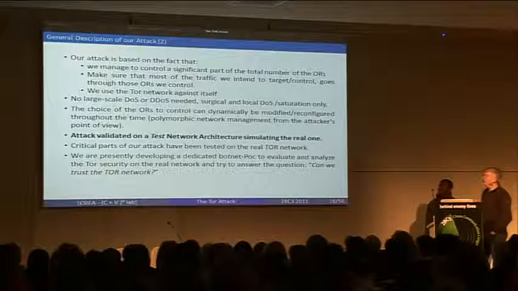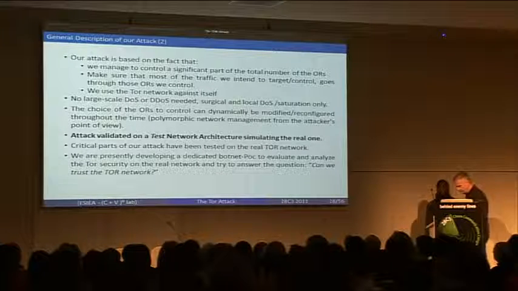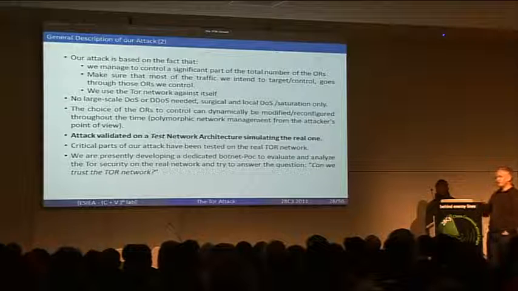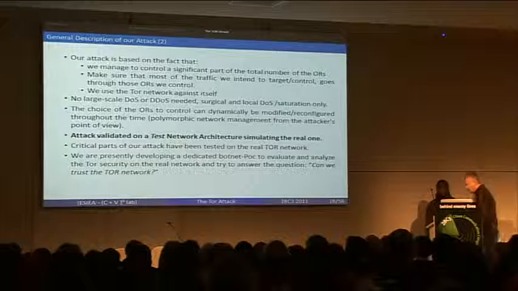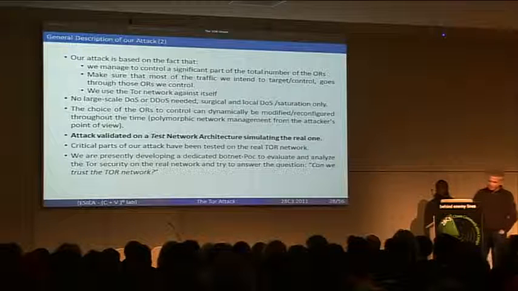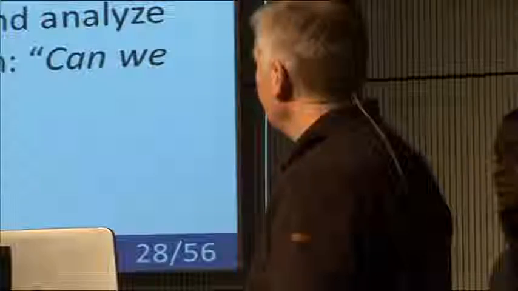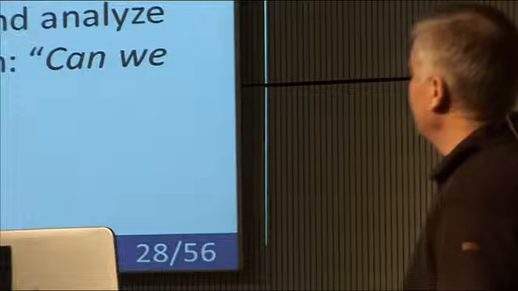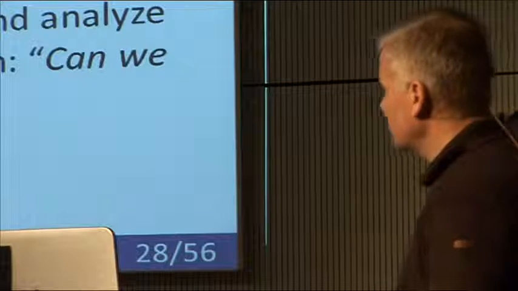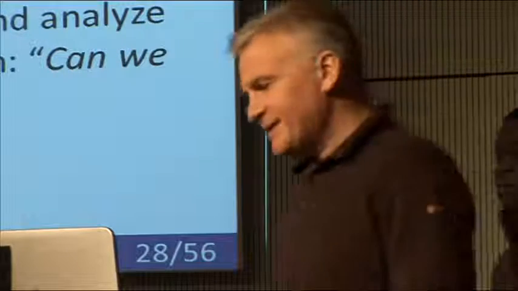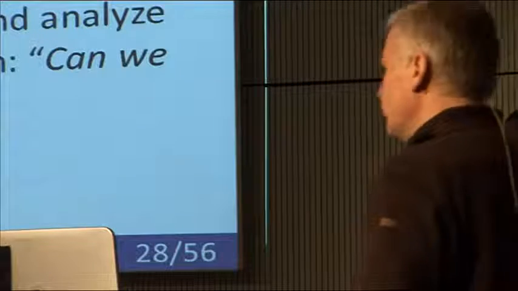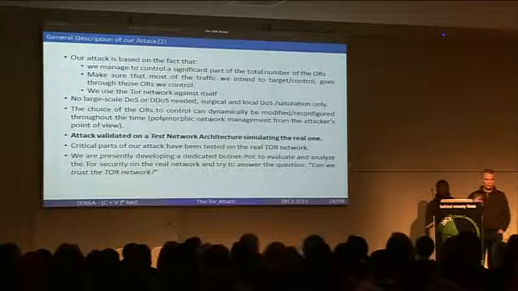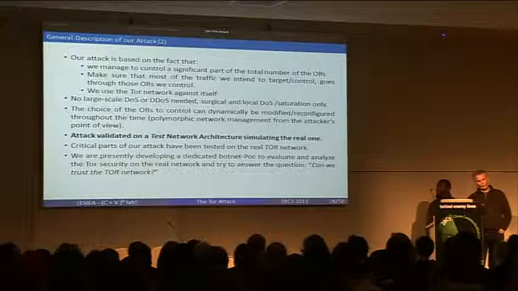So, among other things, we have developed in our school a test network, which is rather close to reality, at least statistically speaking. And we have validated everything on this architecture. Some parts have been validated on the real network, and Sean will make experiments using the real network, not connecting to our architecture. And the question is, can we trust the Tor network? Or, I will put it differently: is it possible for a country to exploit the weaknesses that we have mentioned in order not to block Tor, but to control it?